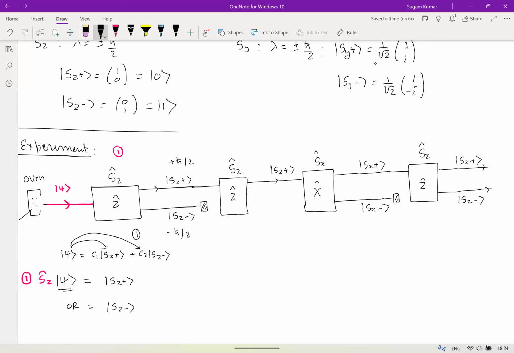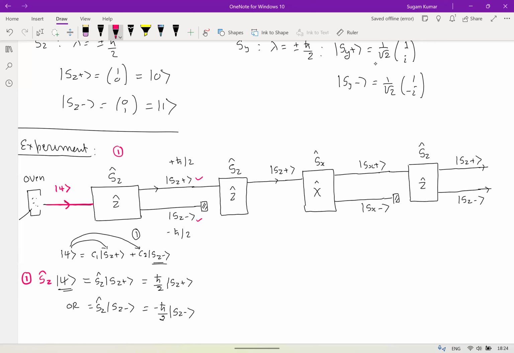It means that if it collapses to, let us say, Sz plus, then this Sz is going to operate only on the Sz plus. And in that case, it is going to give the value what? H cut by 2 eigenvalue, and Sz plus will be there. And if it collapses to the Sz negative, then Sz is going to operate on the Sz negative, and then you're going to get a minus H cut by 2 and Sz negative. So this is the reason why you are getting these two values.